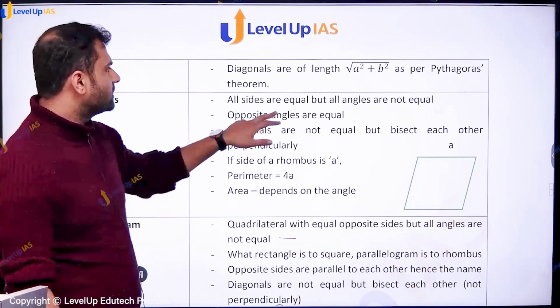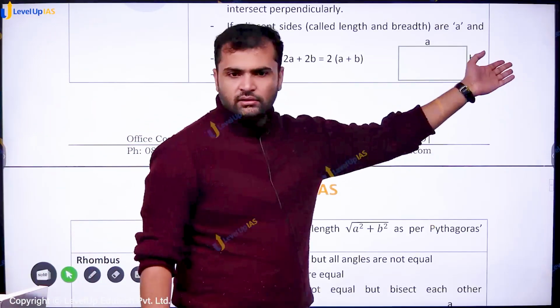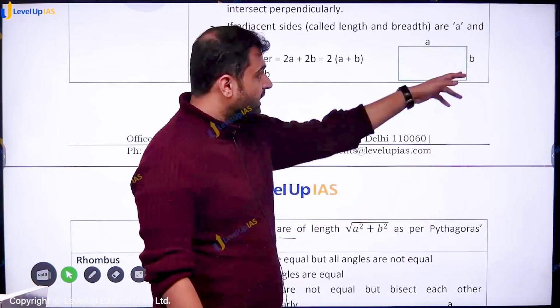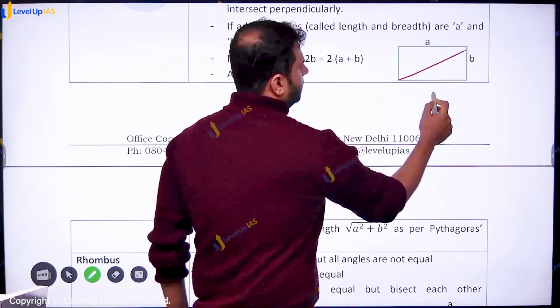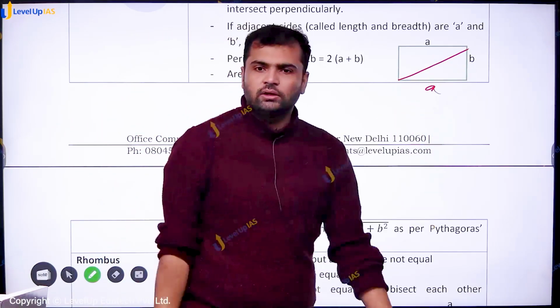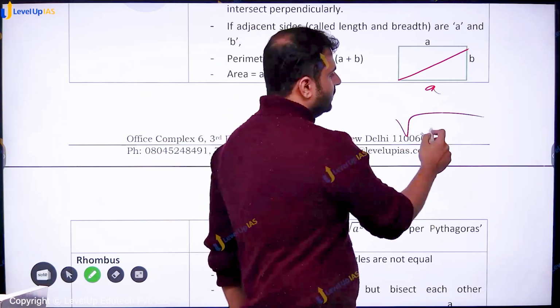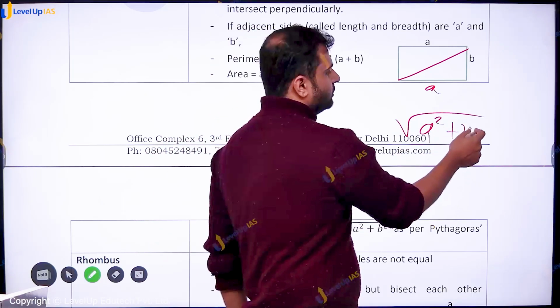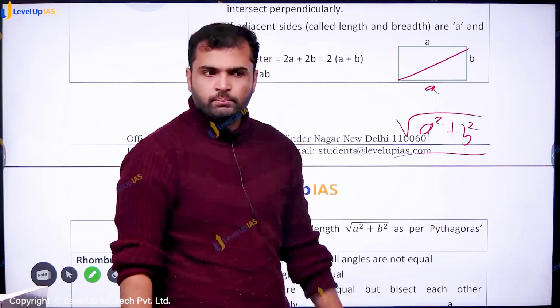And diagonals, length of diagonal would be, this length is A, height is B, this is the right angle. What is the length of diagonal? This is A, and what is the length of diagonal? Nothing but square root of A square plus B square by Pythagoras theorem. ठीक है.